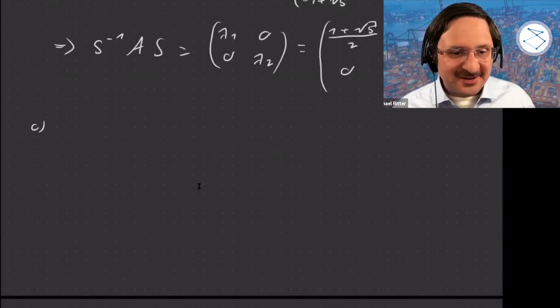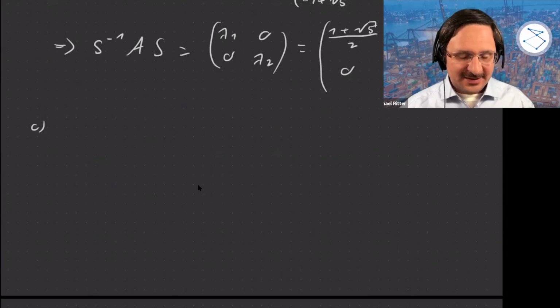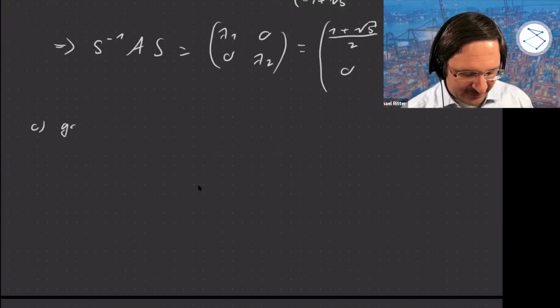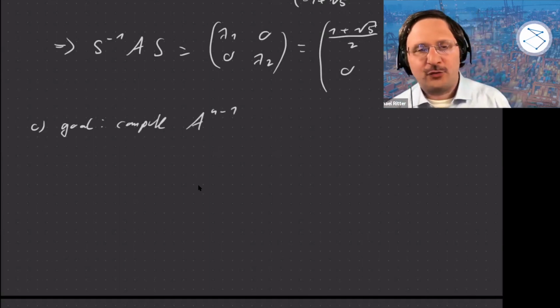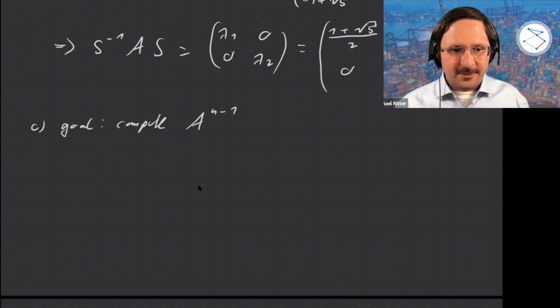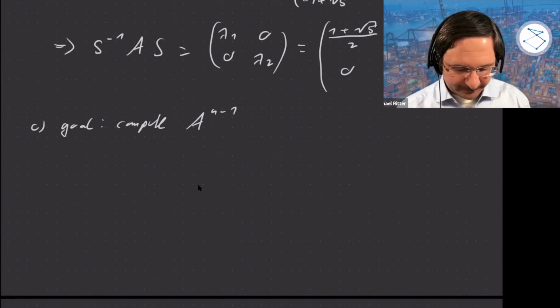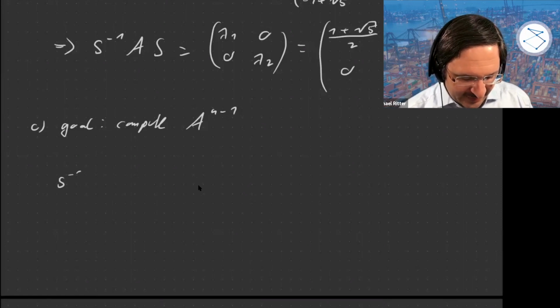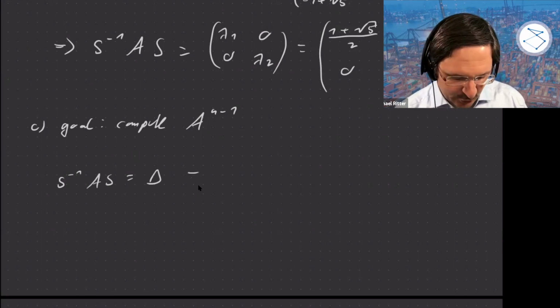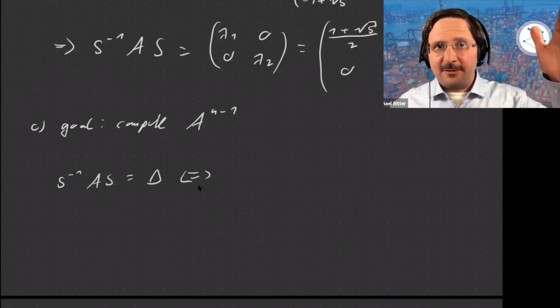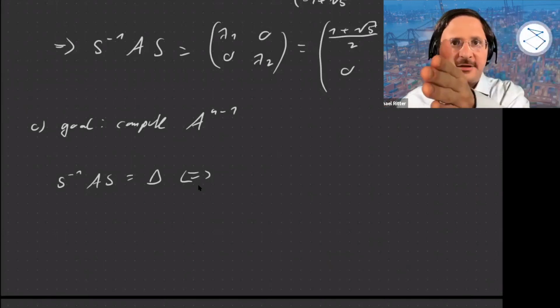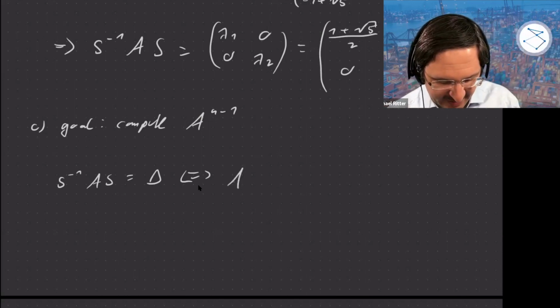So final step, we do have the transformation. So the goal is now to compute A to the power of n minus 1 for any n that you want to give me. How do I do that? Well, we do know already that S to the minus 1 A S is a diagonal matrix D. So we can solve this equation for A. We have to multiply it by S on the left and S to the minus 1 on the right. So we get A is S times D times S to the minus 1.